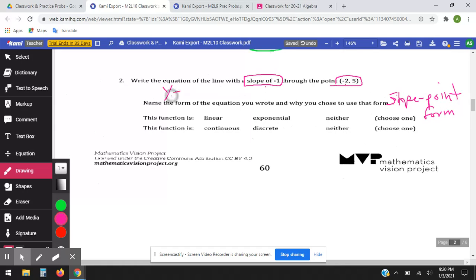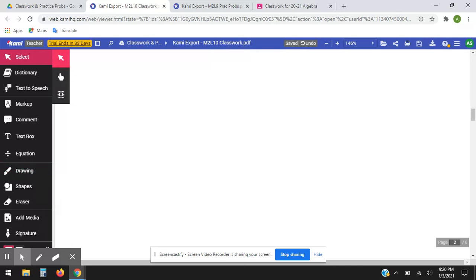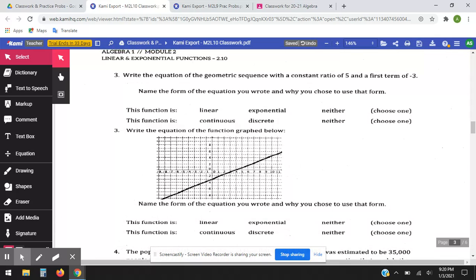So we know that that's y equals our slope, -1, that was last lesson, times x minus my x coordinate, which is a -2, so that turns into a plus 5, my y coordinate. So this function is also linear. We don't have any exponents going on. And this one would be continuous because there's no situation that's telling us we have to do dots.